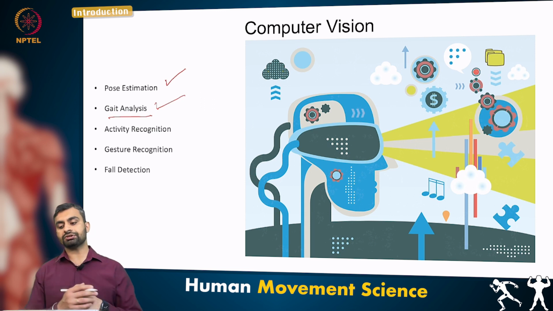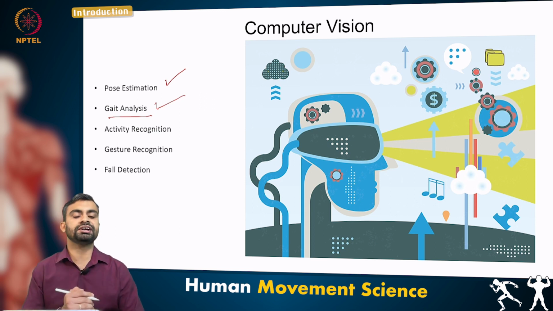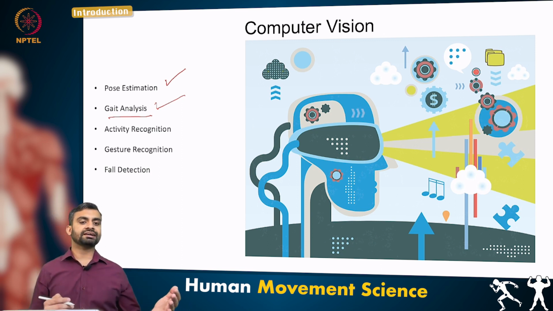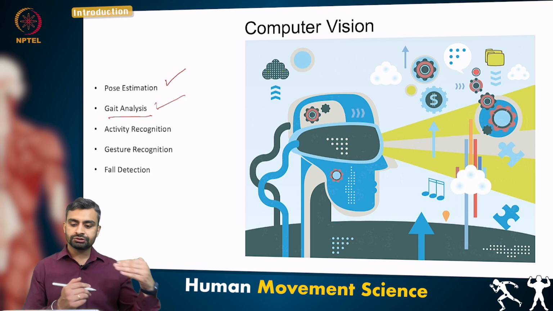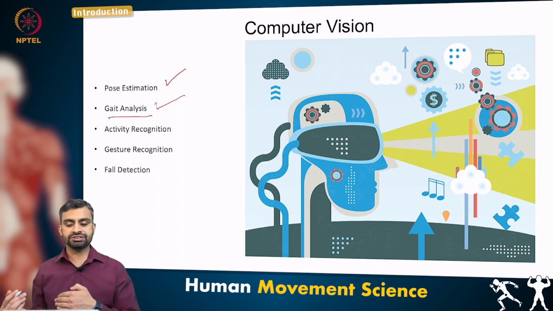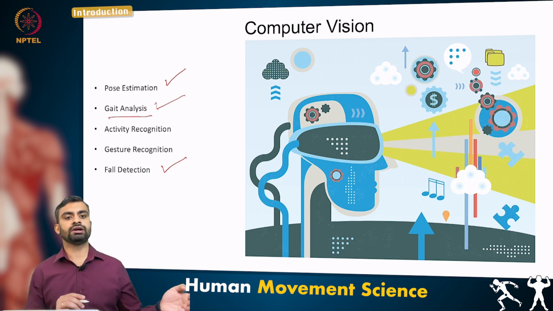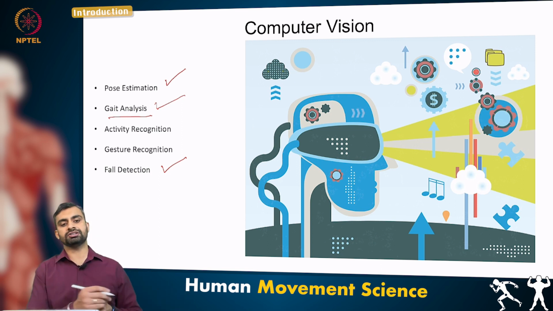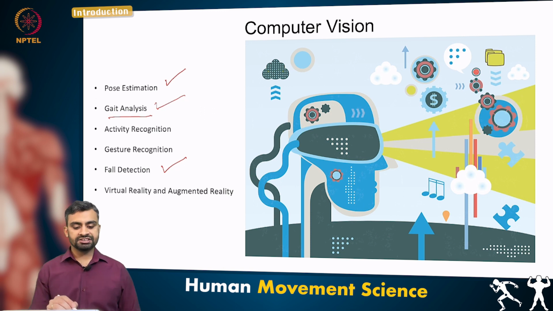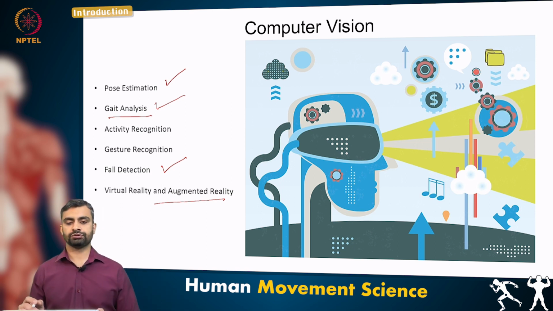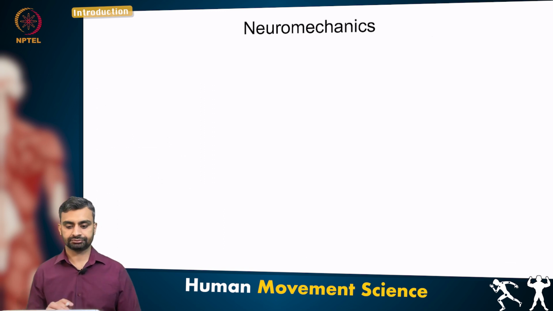Finally, computer vision also has a lot of application in fall detection for the elderly population. So if we know the normal movement pattern and then apply the biomechanical inputs in computer vision, that will help us to detect the fall and prevent the catastrophic disaster which follows the falls. And finally, it has applications in virtual reality and augmented reality, where you can use this for training as well as your entertainment purposes also. Meta is a common example.